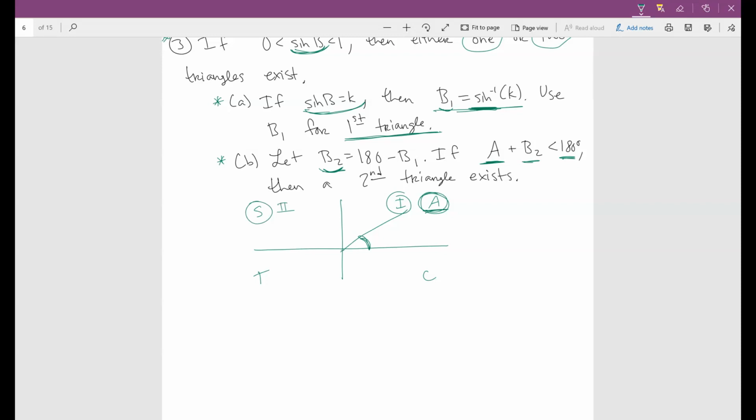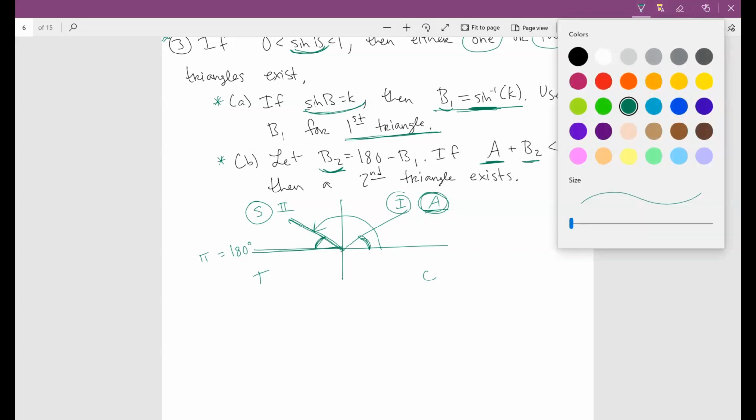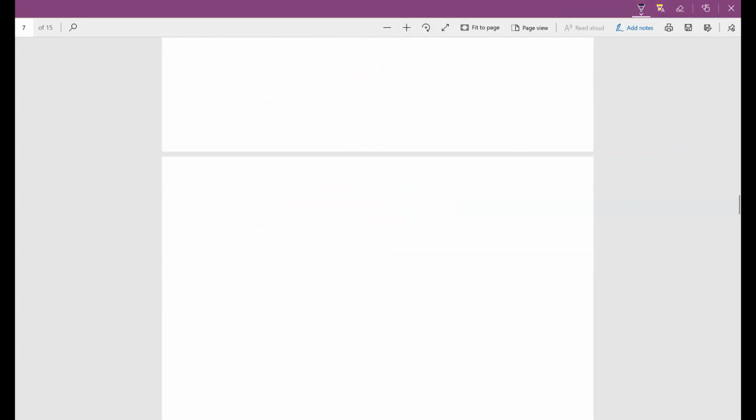So how can I get this other angle? A way that I can find this angle is by taking 180, because this is 180 degrees, or pi radians, minus this reference angle. That's how you're going to get this new angle. So that's where the 180 comes from. If you got it, great. If not, it's okay. All right, so let's do a couple of examples.